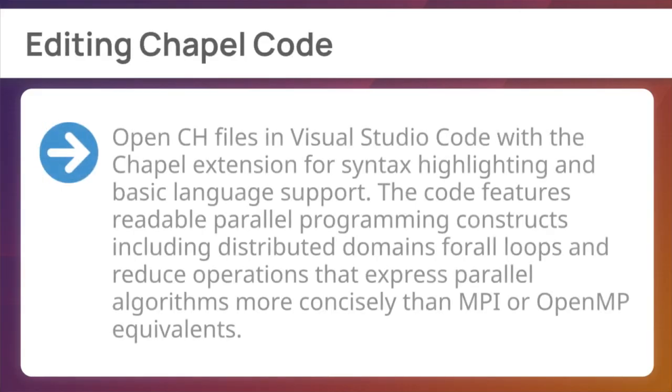Next, editing Chapel code. Open CH files in Visual Studio Code with the Chapel extension for syntax highlighting and basic language support. The code features readable parallel programming constructs including distributed domains, forall loops, and reduce operations that express parallel algorithms more concisely than MPI or OpenMP equivalents.